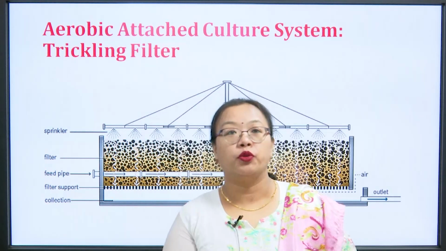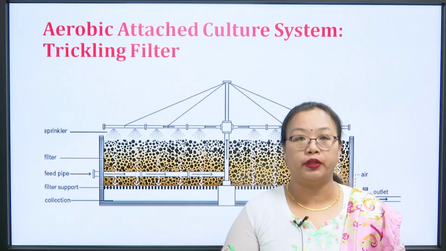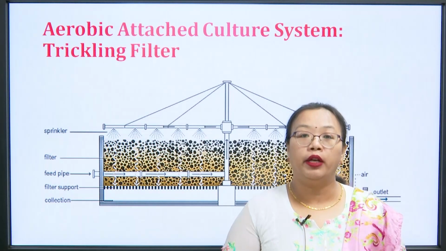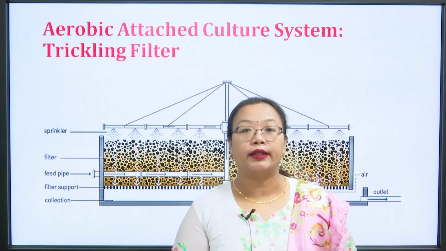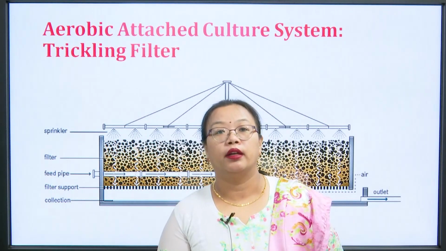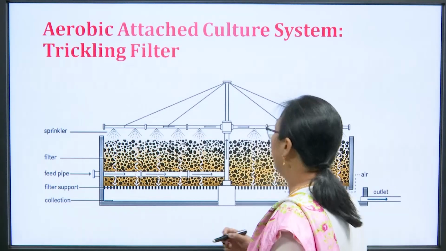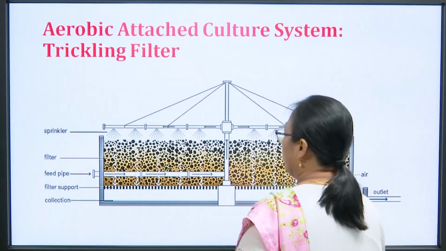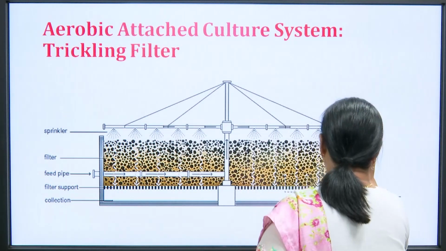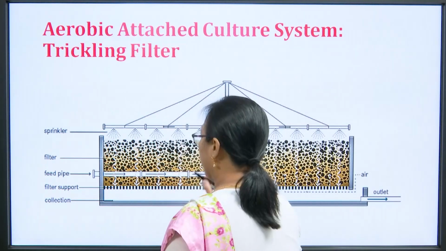So, this diagram shows a trickling filter, and as I already discussed before, trickling filter is an aerobic attached culture system, right. The cultures are attached to the filtering media. So, as you can see here, this is the trickling filter. What you see here is that these black things are the filter media, right.